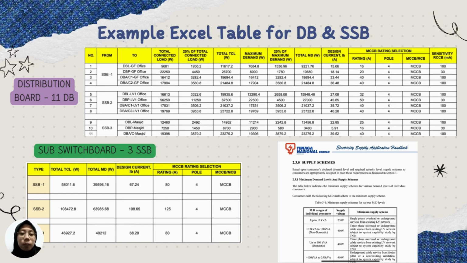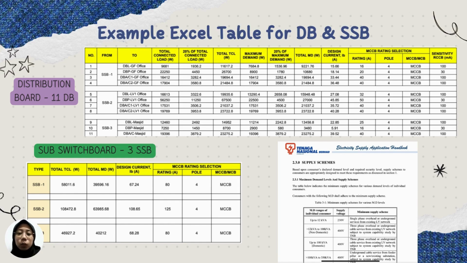The first step is we copy the value of total connected load from the Excel of assignment 2. Then, we calculate the 20% of total connected load, and then we sum up the total connected load and 20% of total connected load. We also copy the value of maximum demand from Excel assignment 2, and then we calculate the 20% of maximum demand, then we sum up the total maximum demand. Then we can calculate the design current IB by using the formula that I showed earlier.